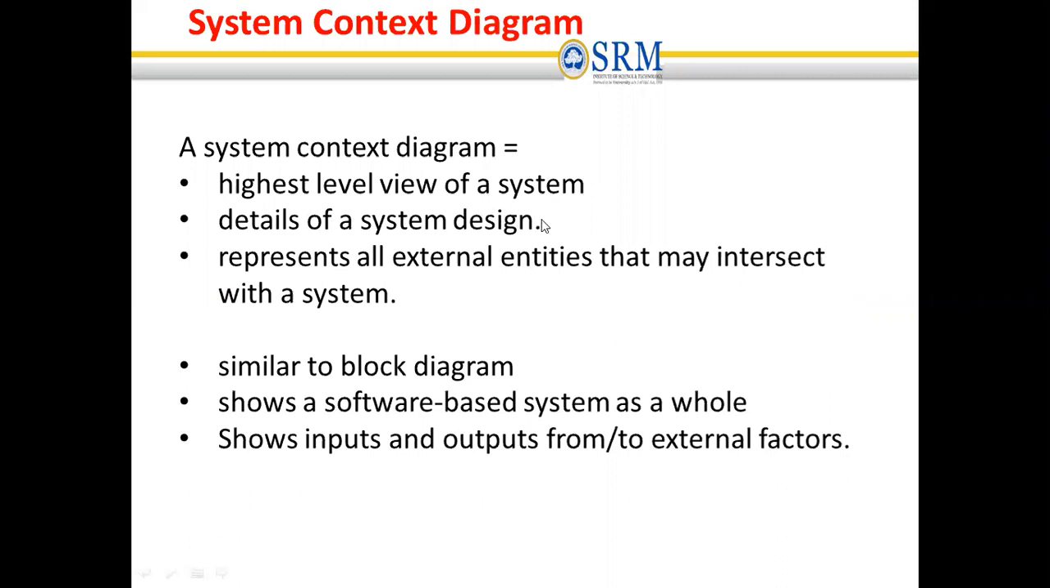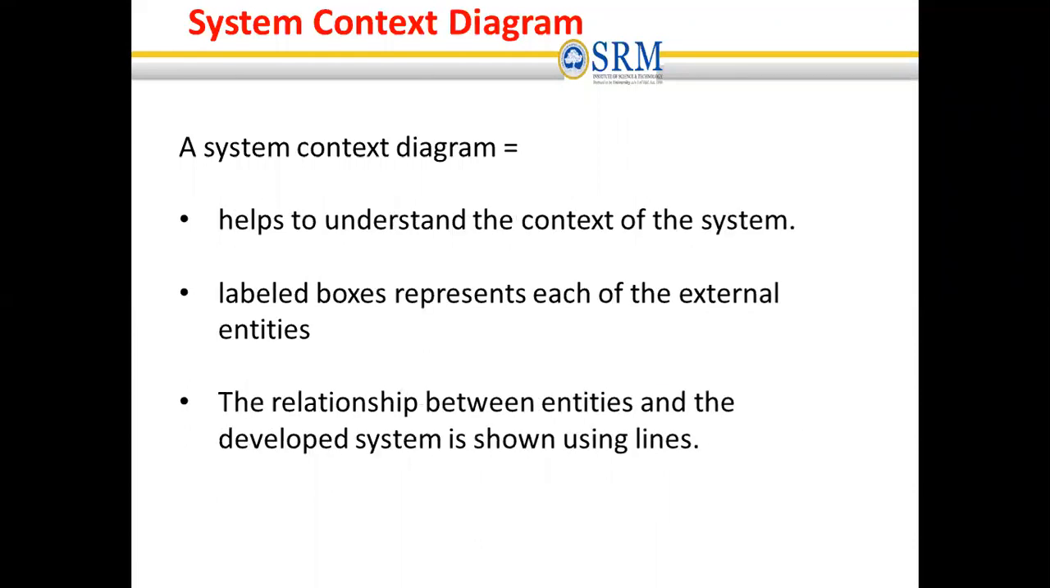These diagrams are useful in system design by mentioning the entities present in the system and the interactions among the entities in the context of the entire system. These diagrams give a convenient representation for system modeling and designing. A system context diagram is similar to a block diagram and normally shows a software-based system in a holistic fashion, with all the inputs and outputs among the entities present in the system.